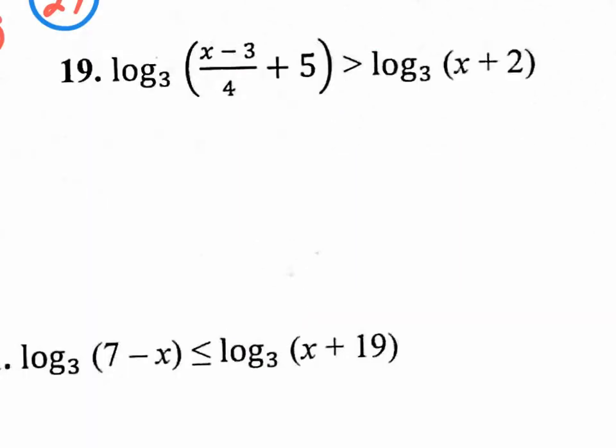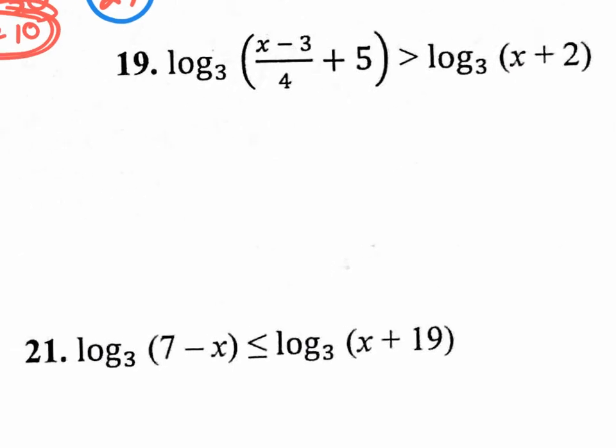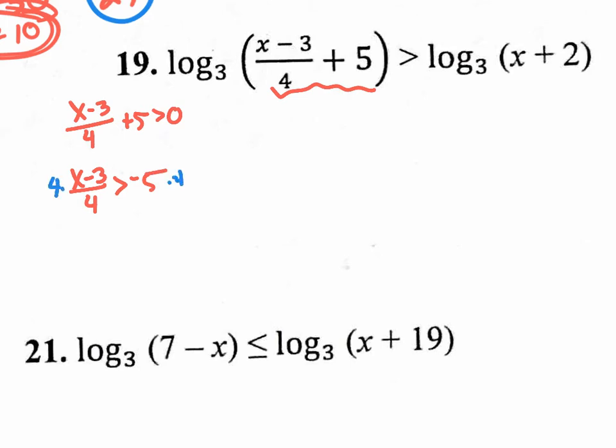19, man, this is getting messy. There's a lot of stuff to do here. So on the inside, we want that to be greater than 0. So you have x minus 3 over 4 plus 5. We need it to be greater than 0. So you really have x minus 3 over 4 is greater than negative 5. If you multiply both sides by 4, you're going to end up with x minus 3 is greater than negative 20, which means final answer x is greater than negative 17.